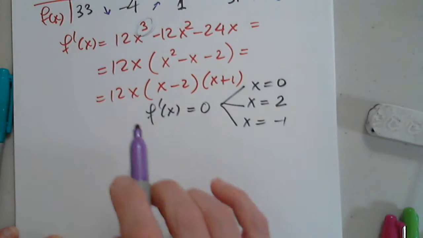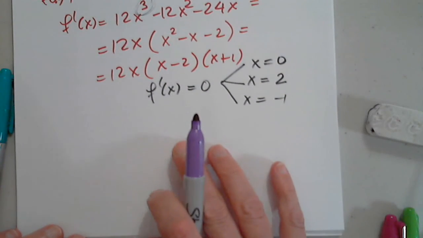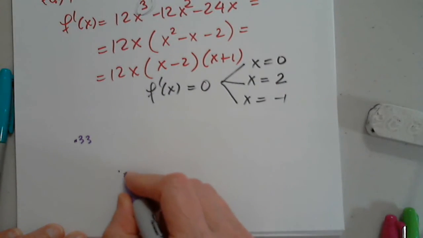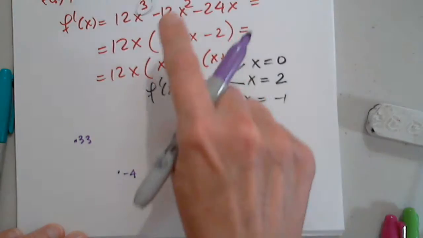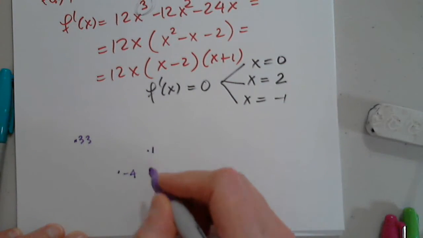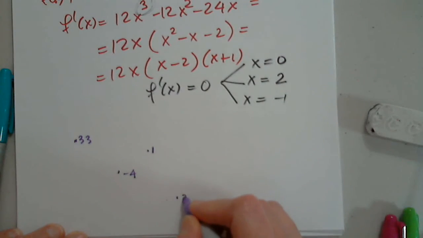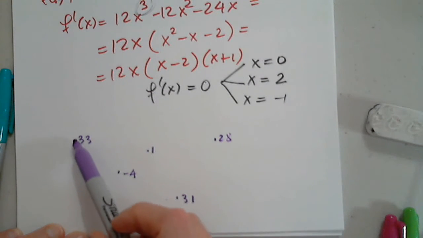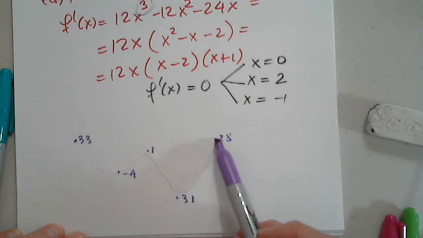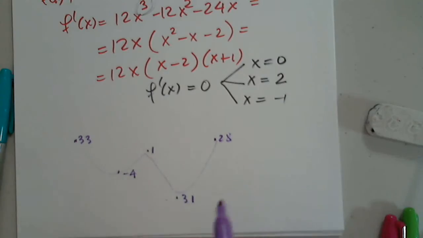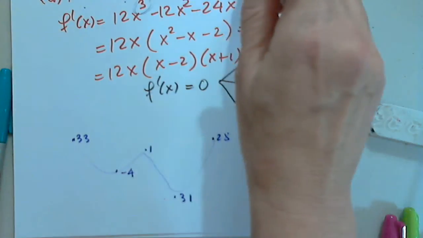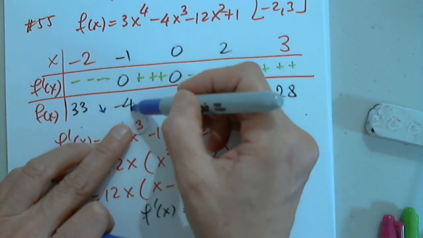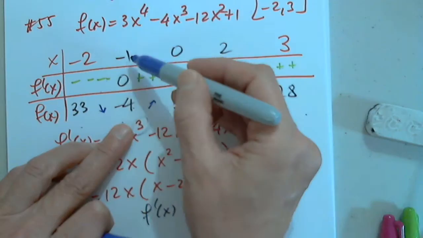So now I'm just going to plot the points, so to speak. So here's 33. Here's -4. Here is +1. Here's -31. And here's 28. Something like this. This is not the graph by any means. I'm just trying to identify what these points represent. Also, can you already tell me -1, -4, what type of point is this?